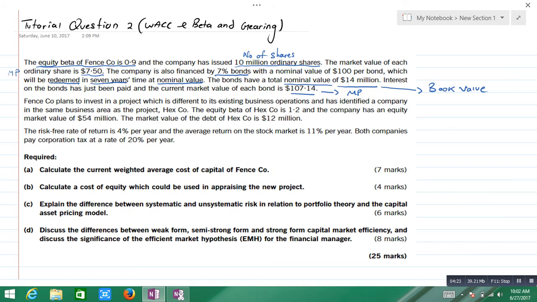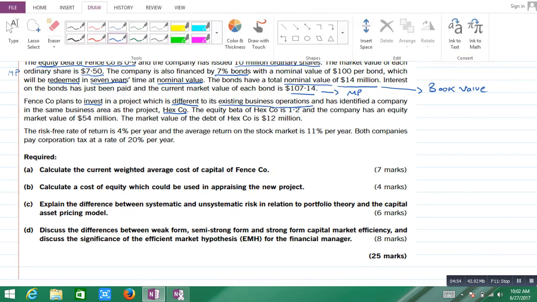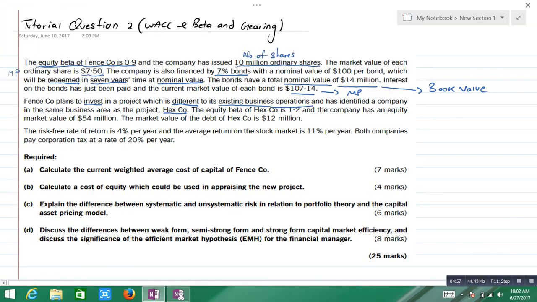Now Fansco plans to invest in a project which is different to its existing business operation. Look at that, different. So that's a very important keyword over there. And they identify a company in the same business area as the project. So this is their new investment. They're going to invest in Hexco. The equity beta of Hexco is, let me highlight in a different color so that we can make a difference here, 1.2.